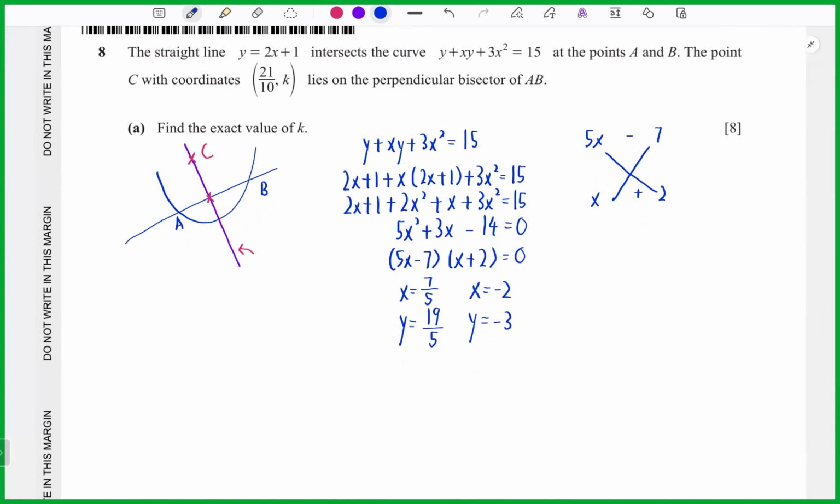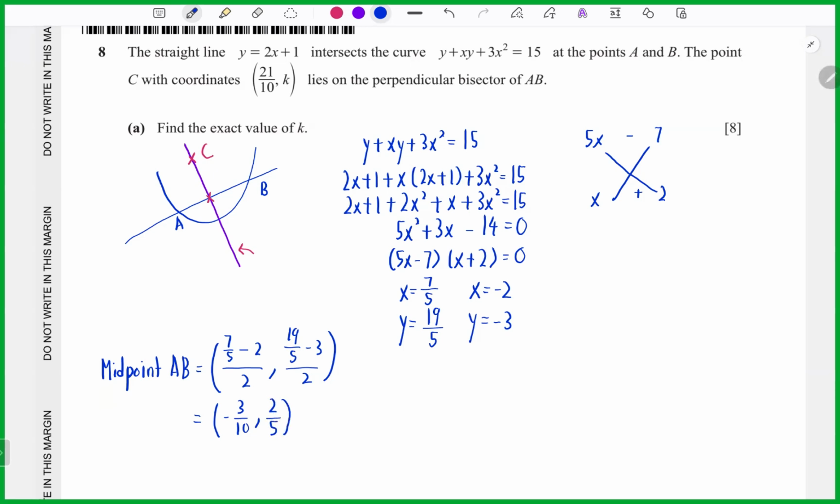Okay, now you need to find the midpoint. Midpoint of AB. So you can take 7 over 5 minus 2 divided by 2, 19 over 5 minus 3 divided by 2, which equals negative 3 over 10, 2 over 5. Now you already found the midpoint of AB, right?